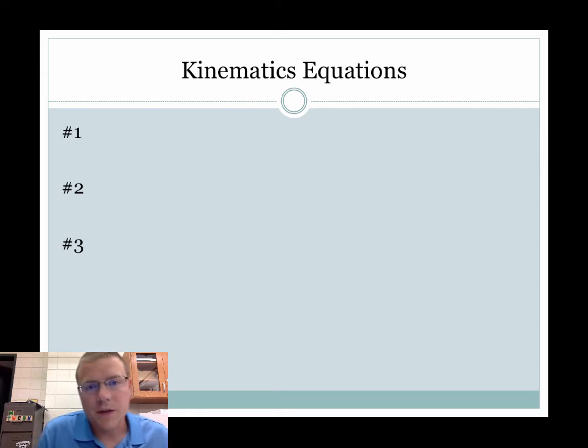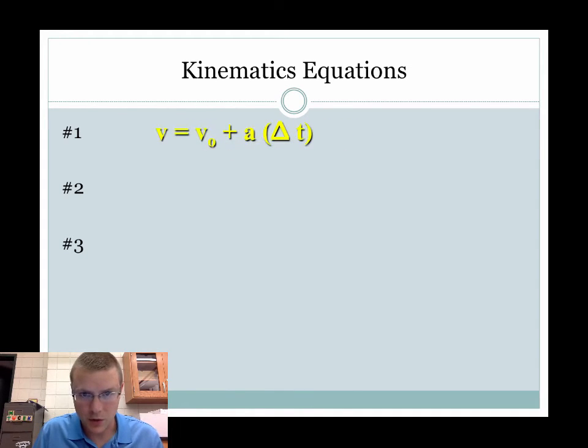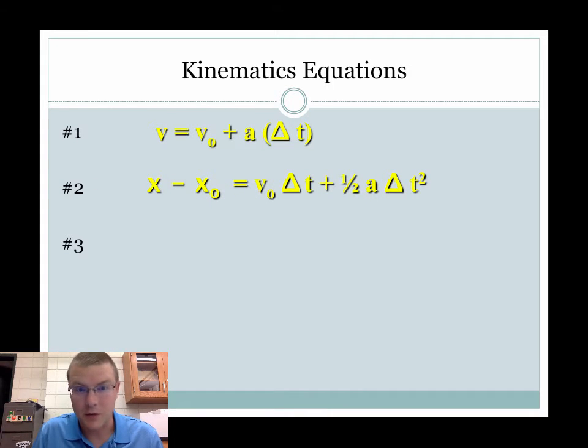Hey guys, so in this lesson we are going to recap the equations we came up with last time. The three equations known as your kinematics equations. We have that final velocity equals initial velocity plus acceleration times time. That was from the slope of the graph. We have the displacement equals v0t plus 1/2 at squared. Remember that was from the area under the curve.